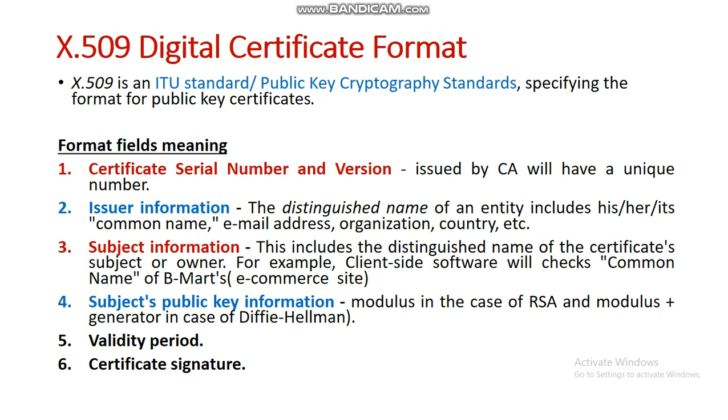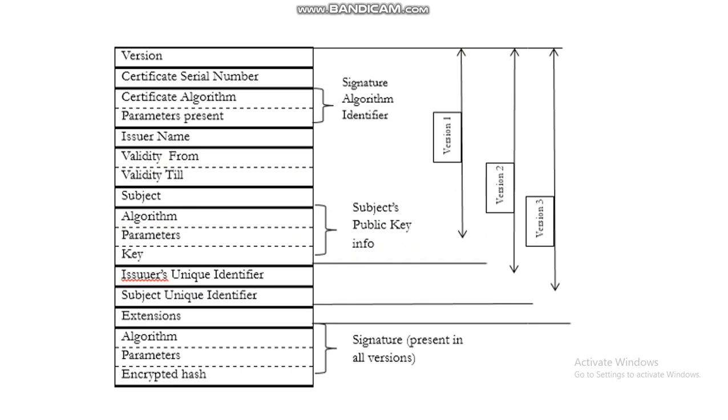So next thing is the certificate signature. The signature is issued by whom? It is issued by the issuer, and it should also include the algorithms used for signing. The algorithms used for signing may generally be MD5 and SHA algorithms. So this is a common format for a digital certificate.